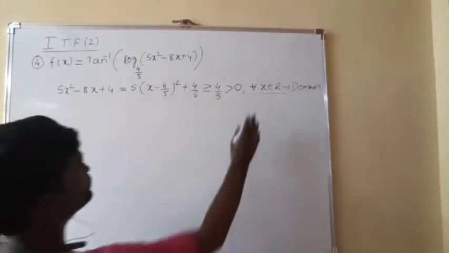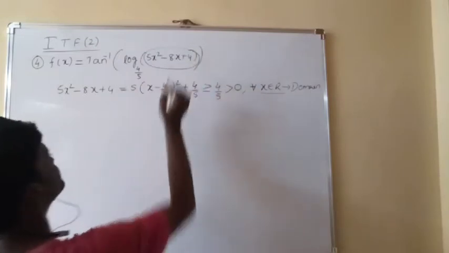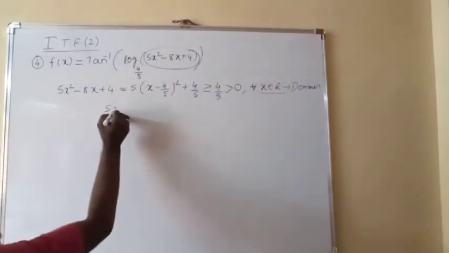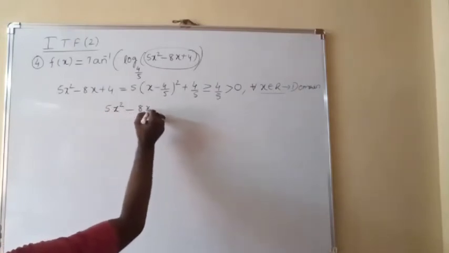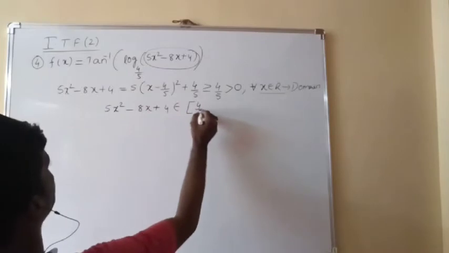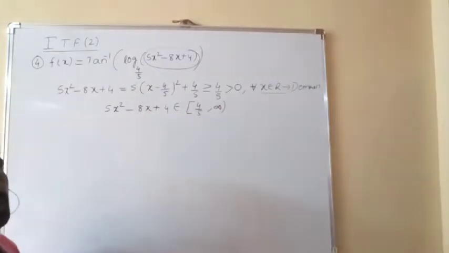Now for these values of R, this function is greater than or equal to 4 by 5. That means 5x square minus 8x plus 4 belongs to 4 by 5 comma infinity. So now I'm going to find the range. After getting the domain, next I'm finding the range.